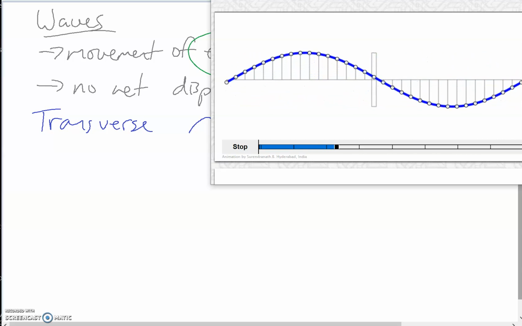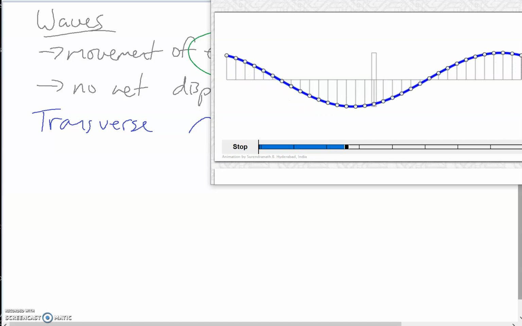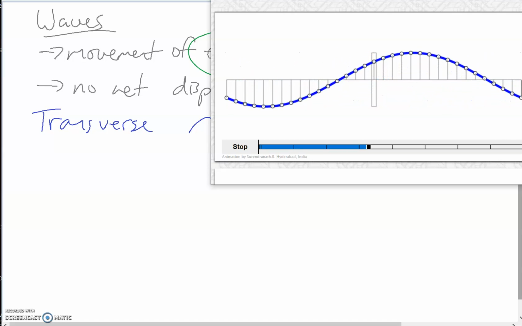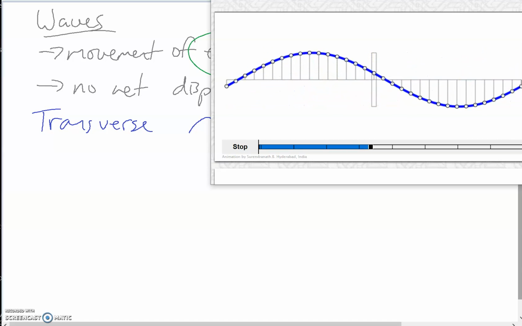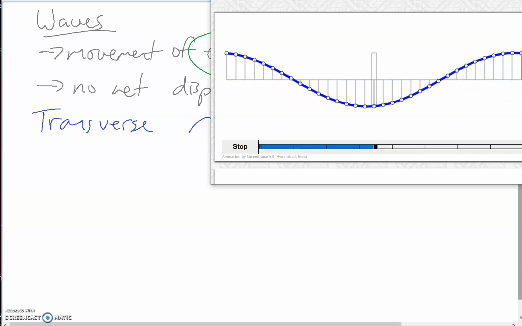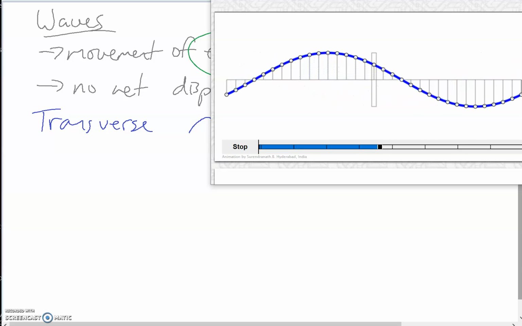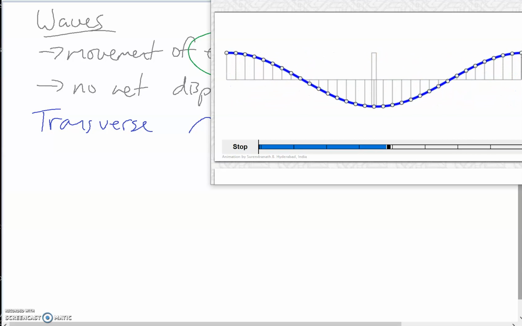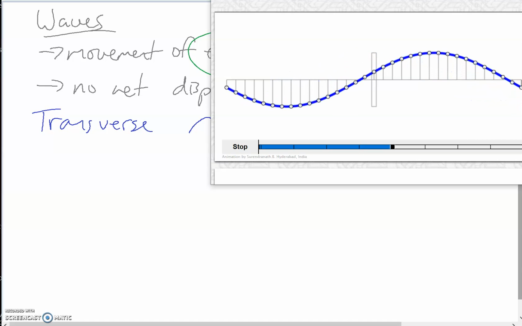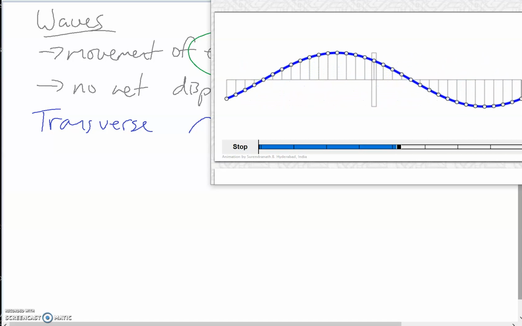Those are the medium. And you can see the actual wave is moving towards the right, but the actual medium just wiggles up and down. The actual particles don't end up going anywhere. They just wiggle back and forth. But the energy, the actual wave itself, moves from one side to the other. Okay, so this is what most people think of when they think about waves anyway.